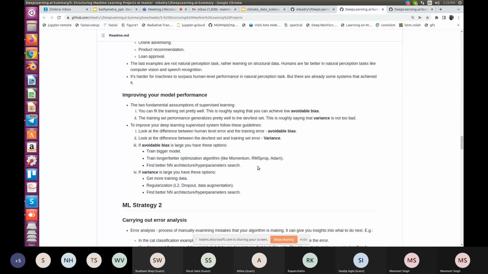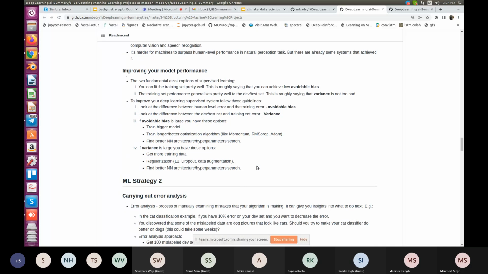There are two fundamental assumptions of supervised learning. The first one is that you can fit the training set pretty well, and this is roughly saying that you can achieve a low avoidable bias. So you can basically get to that optimum training where you have a low bias, and you would also want your model to generalize well over the dev or test set. This is roughly saying that the variance is also not too bad.